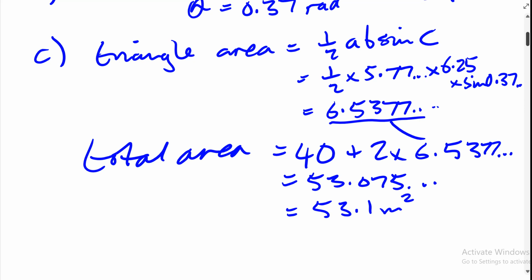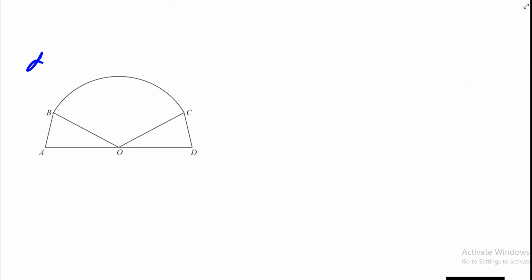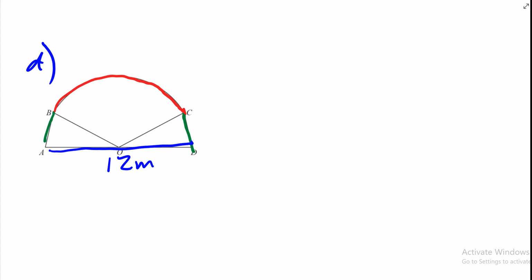And part D is saying the total perimeter this time. So let's just have a look at this. Okay, so in part D, total perimeter, well, we want to do this arc length here, plus the 2 of these, and then we already know that this is 12, don't we? Okay, so let's do the arc length first of all.